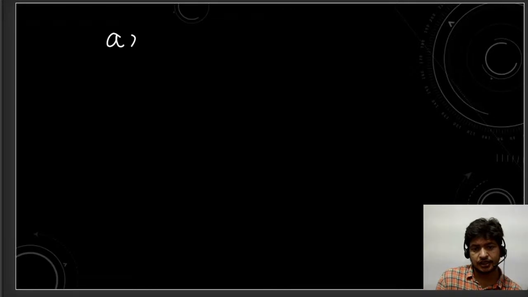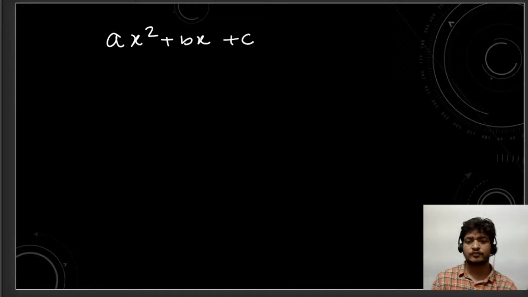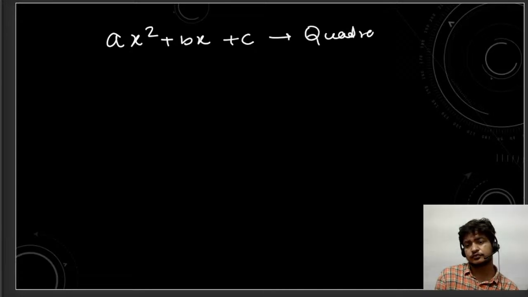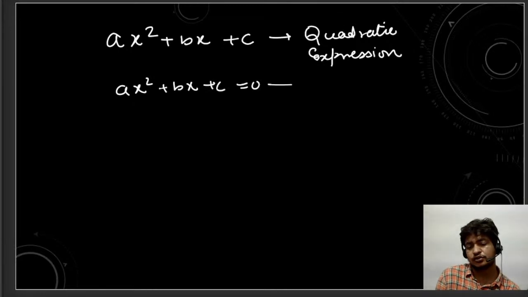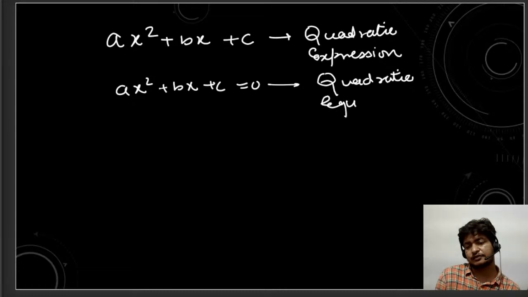The general form will always be a x square plus bx plus c. This is a quadratic expression. Once we include equal to 0, that is, a x square plus bx plus c equal to 0, this will be called a quadratic equation.